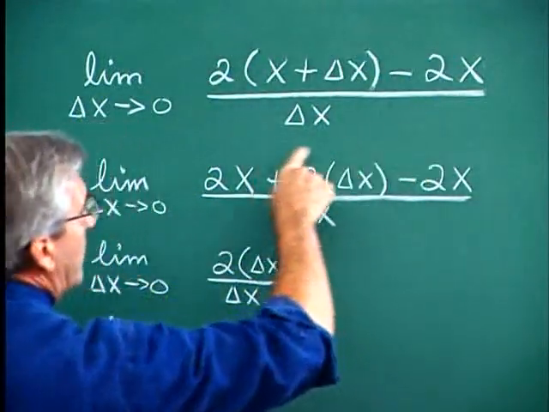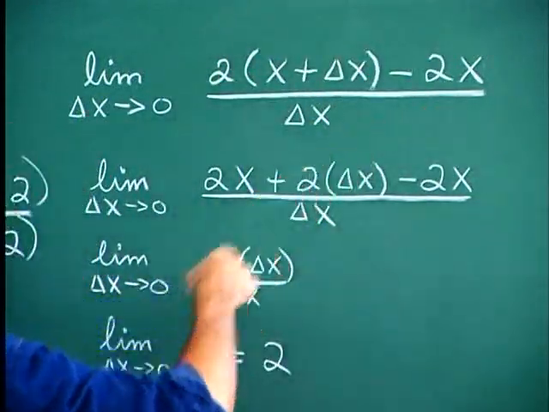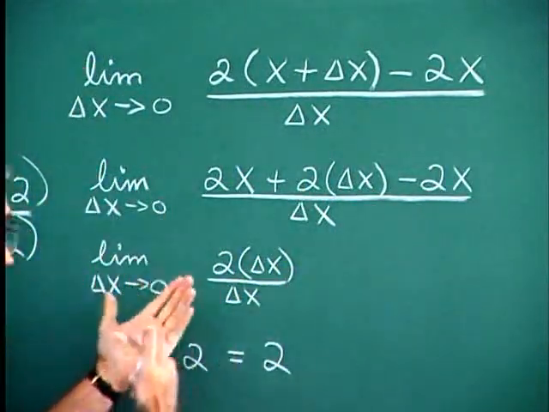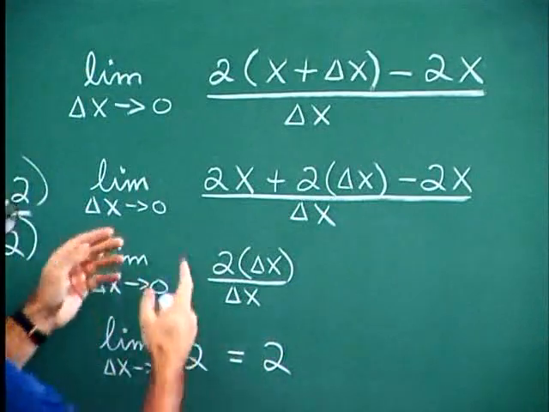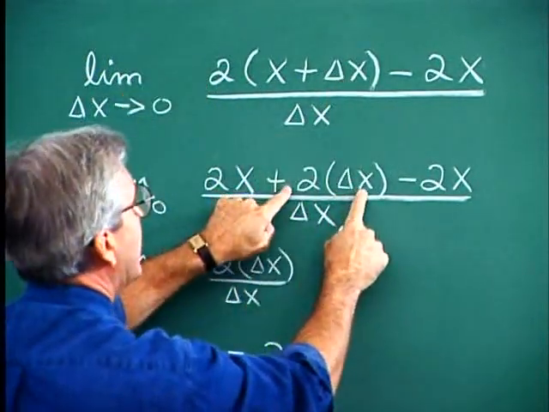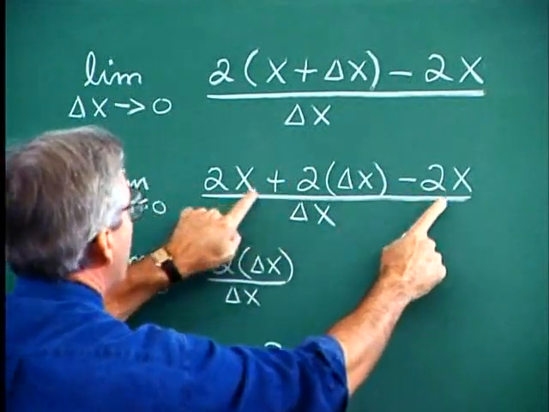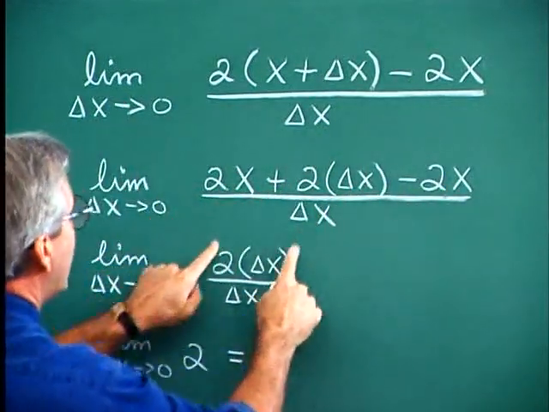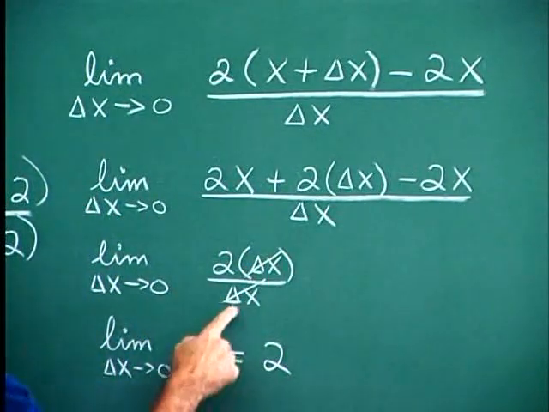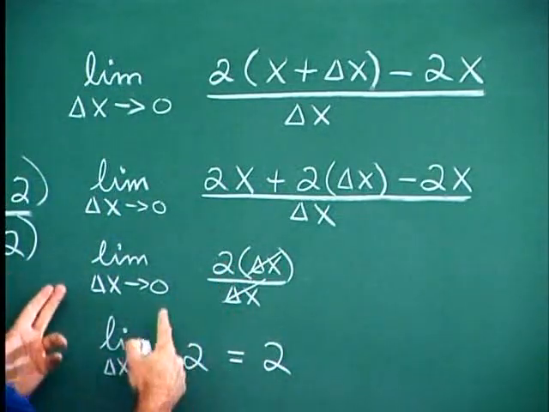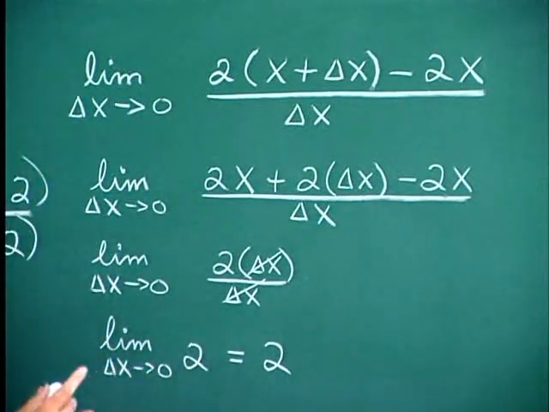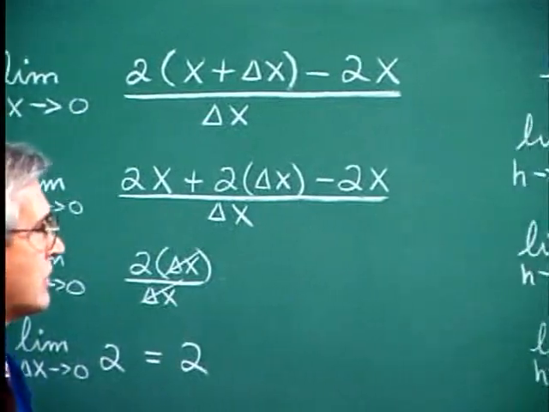So we take the approach that we're going to manipulate a little bit. And to manipulate, we're expanding what we see, performing indicated operations, and looking for opportunities to cancel. So 2 times x plus delta x is 2x plus 2 delta x. And we bring down the minus 2x. 2x minus 2x go out, so we have 2 delta x over delta x. The delta x's cancel, and we have a constant. So we're looking for the limit as delta x approaches 0 of the constant 2. That is simply 2.